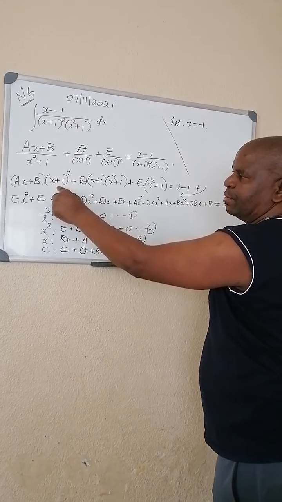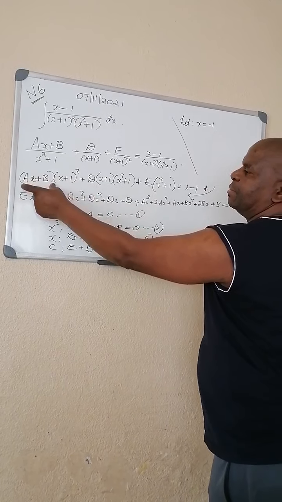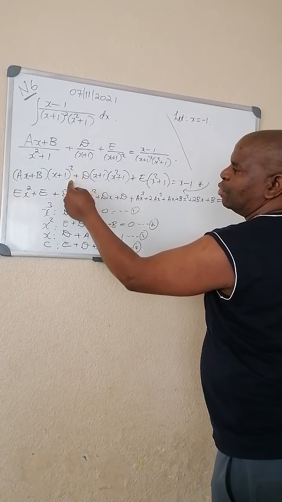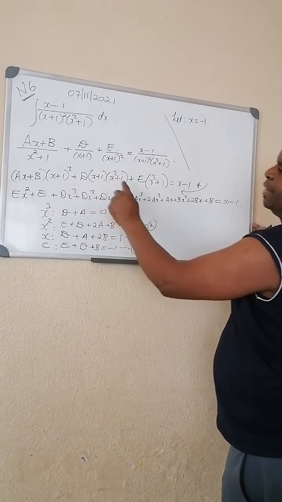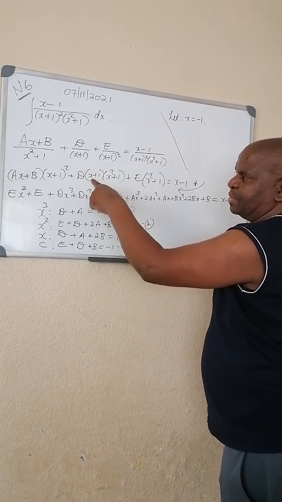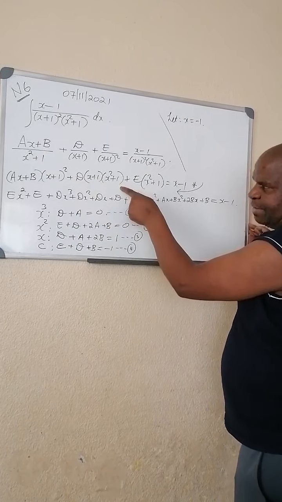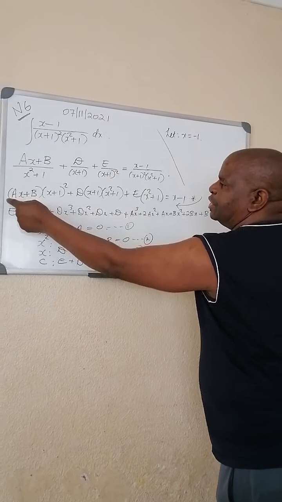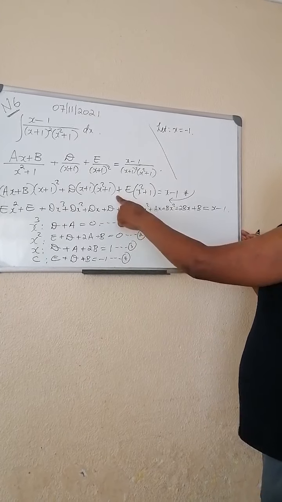0 squared will be 0. 0 multiplies the bracket ax plus b, so this whole bracket falls down. Again, if this x is minus 1, this bracket becomes 0, so everything there falls down to 0. Fine. So all this from here to there will fall down to 0.